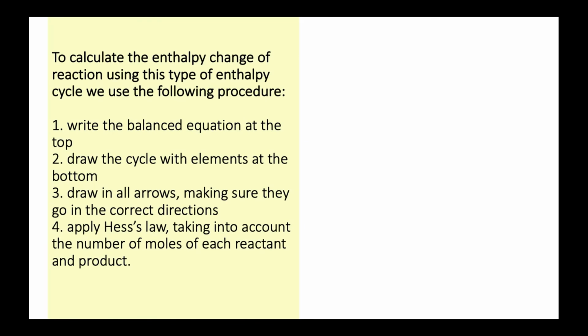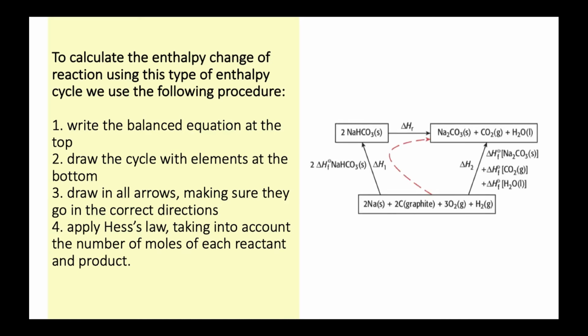To calculate the enthalpy change of reaction using this type of enthalpy cycle, we use the following procedure. First, write the balanced equation at the top. Second, draw the cycle with elements at the bottom. Third, draw in all arrows. Make sure they go in the correct directions. Fourth, apply Hess law, taking into account the number of moles of each reactant and product.